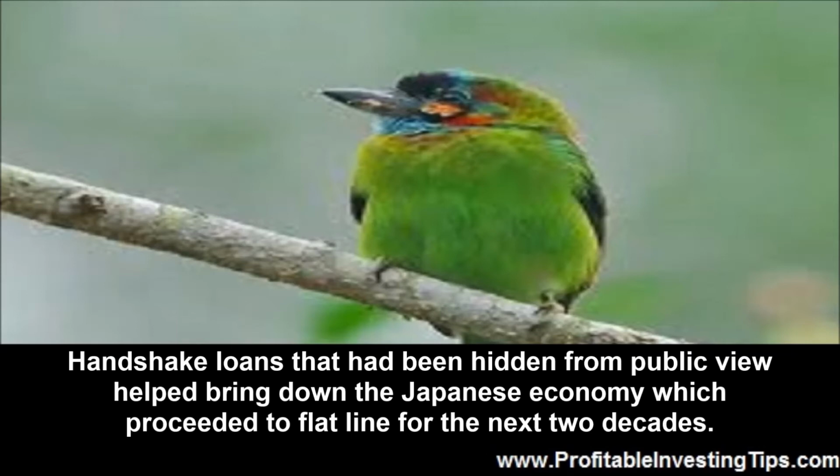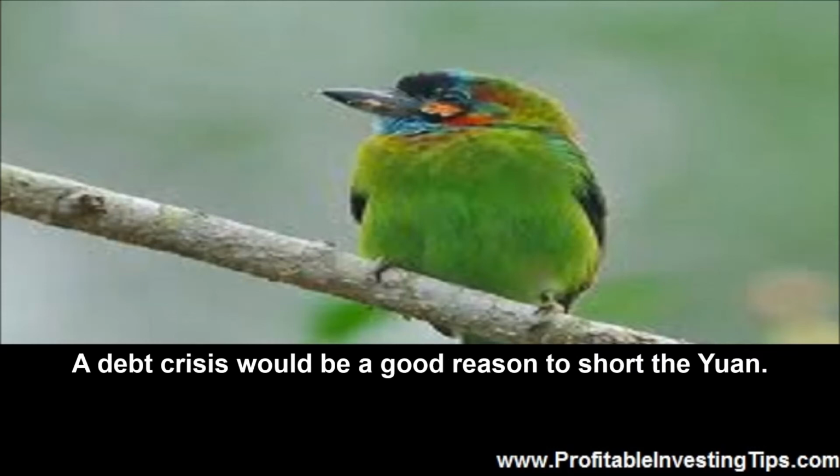Handshake loans that had been hidden from public view helped bring down the Japanese economy, which proceeded to flatline for the next 2 decades. A debt crisis would be a good reason to short the yuan.